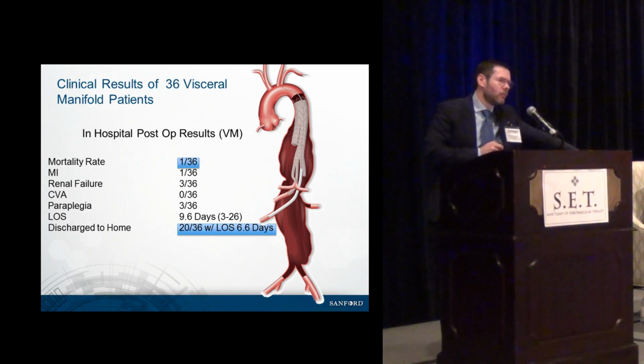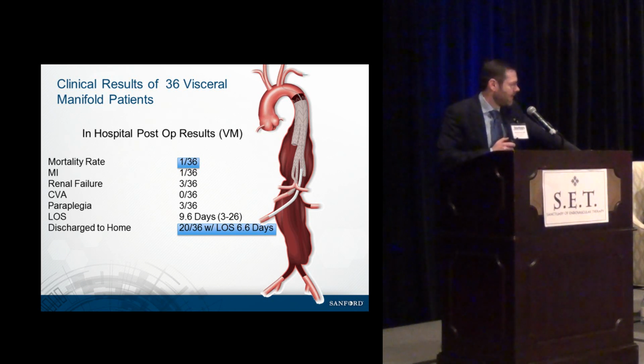In hospital, one in-hospital mortality of those 36, it was a gentleman who had the rupture that he died from an MI. Renal failures, 3 of those 36, 2 of those were the ruptured aneurysms. We've seen no CVAs up to this point. We've seen 3 in-hospital paraplegias. None of those occurred immediately after surgery. They occurred on day 6, day 8, as well as day 28. Average length of stay 9.6 days. And I think what's impressive, of these types of thoracoabdominal aneurysms, 20 of 36 of these people were discharged to home.